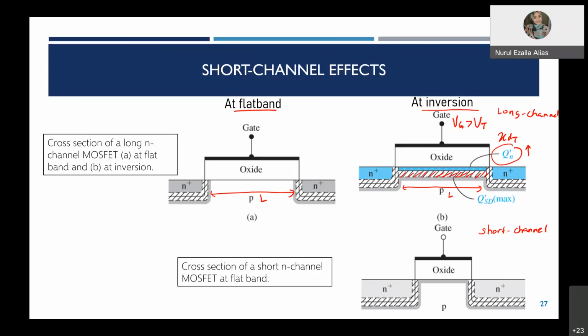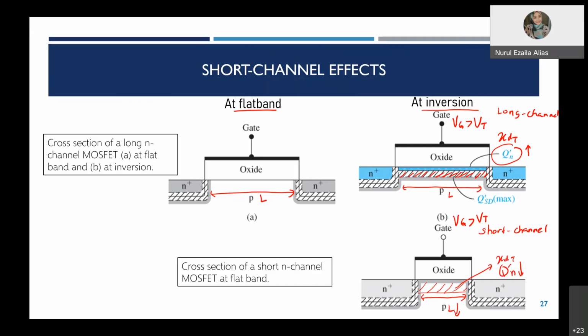For the short channel, the L is now reduced. However, during inversion, you still apply VG greater than the threshold voltage, and there will be an electron charge, and the XDT will also be created. However, the charge is now reduced, because the area of the XDT for the short channel is also reduced. So this is what happens at inversion for short channel length.